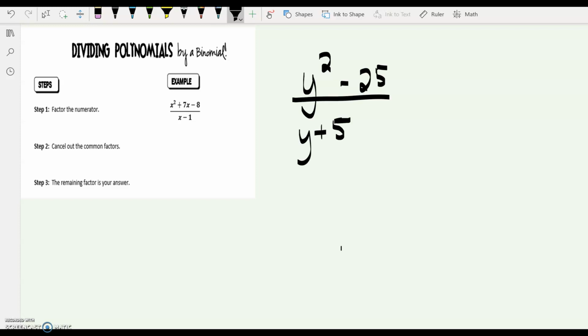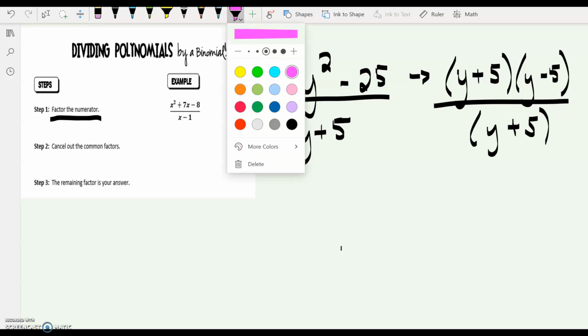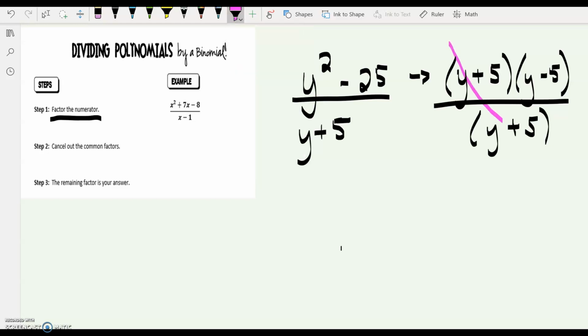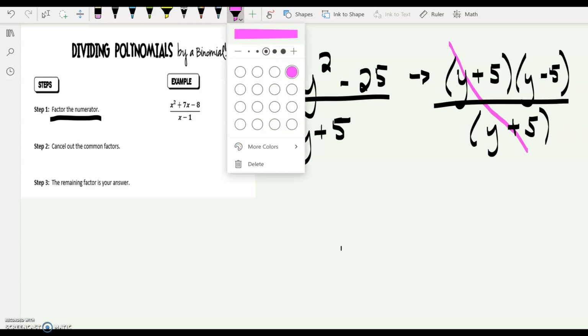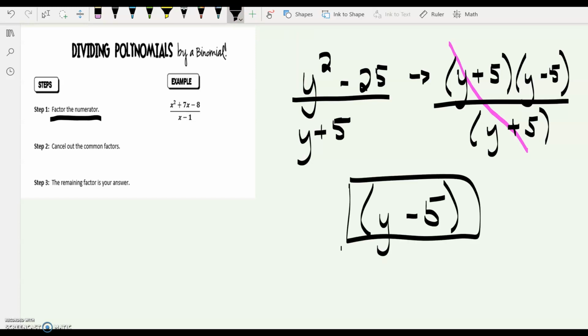Our goal here again, step 1, factor the numerator. So my numerator, I should notice that that is actually a difference of squares. The numerator can factor into y plus 5, y minus 5, okay, and that is all over y plus 5. What we're able to do is simplify out the common factors now. So we are able to simplify this common factor here, the y plus 5, and the remaining factor is our solution. So our solution here would just be y minus 5.